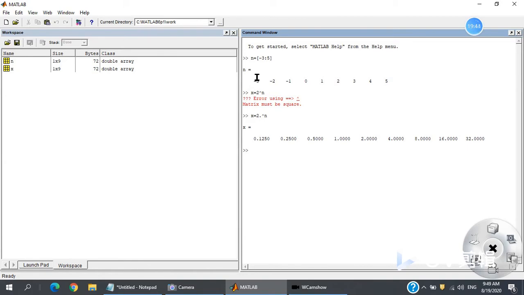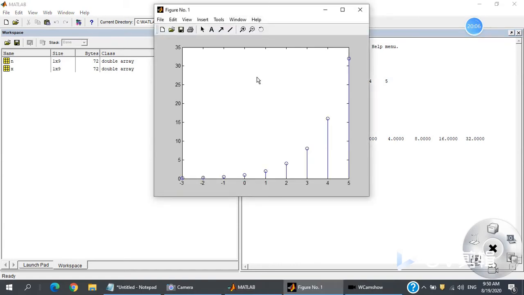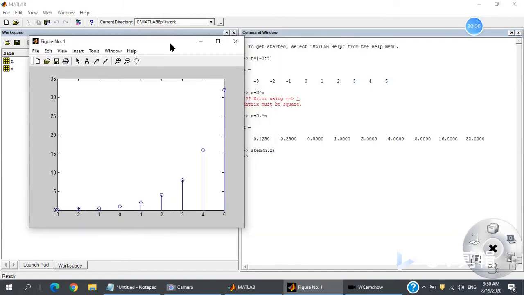But if you just look at this, it's not so clear, a list of numbers. Alright, we can use a graph. We have different functions. We can use plot or stem of n and x. Okay, alright, the graph looks like this.